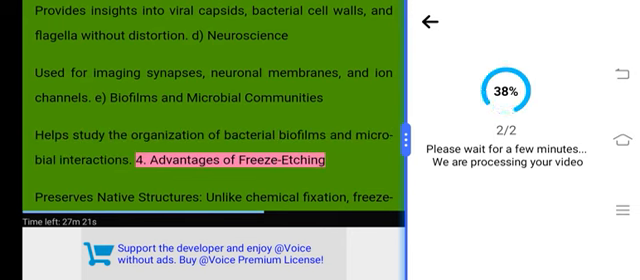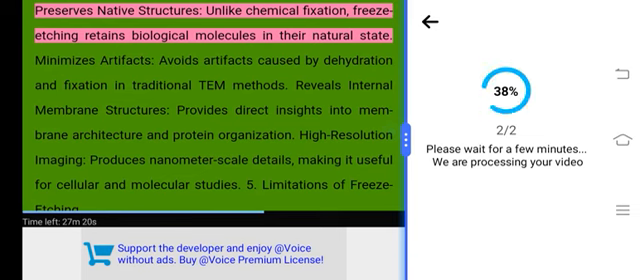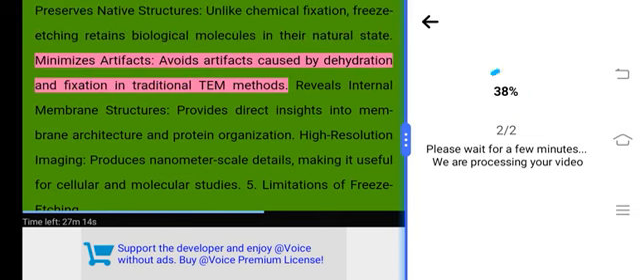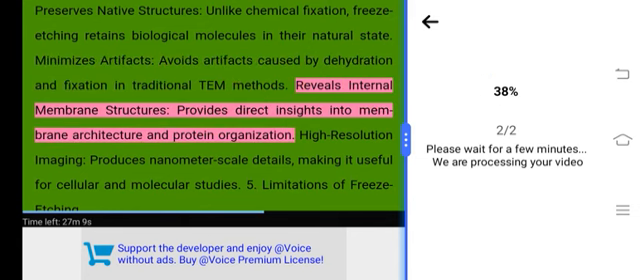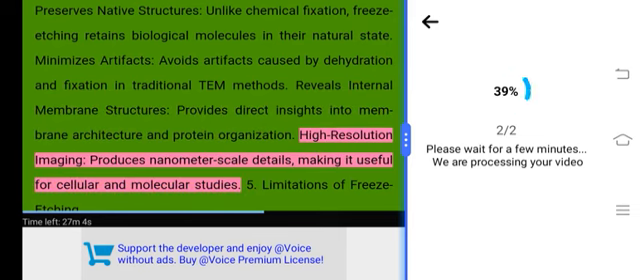4. Advantages of freeze etching. Native structures. Unlike chemical fixation, freeze etching retains biological molecules in their natural state. Minimizes artifacts. Avoids artifacts caused by dehydration and fixation in traditional TEM methods. Reveals internal membrane structures. Provides direct insights into membrane architecture and protein organization. High-resolution imaging. Produces nanometer-scale details, making it useful for cellular and molecular studies.